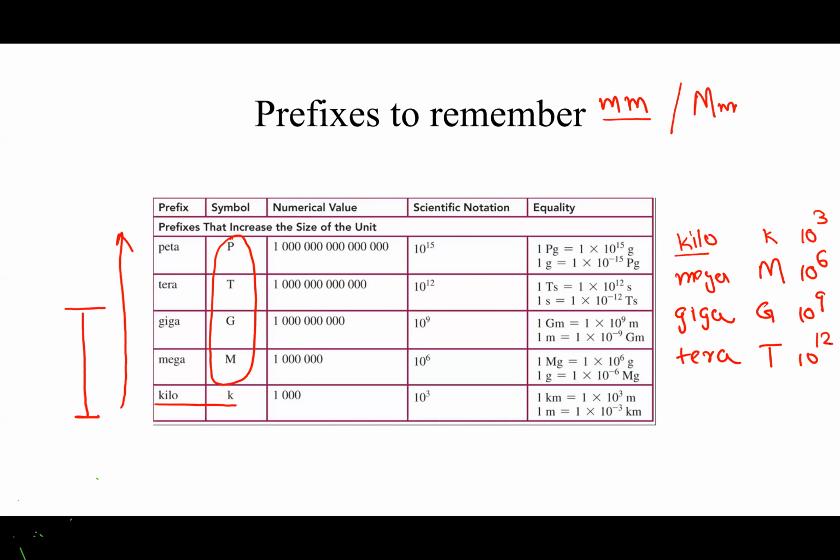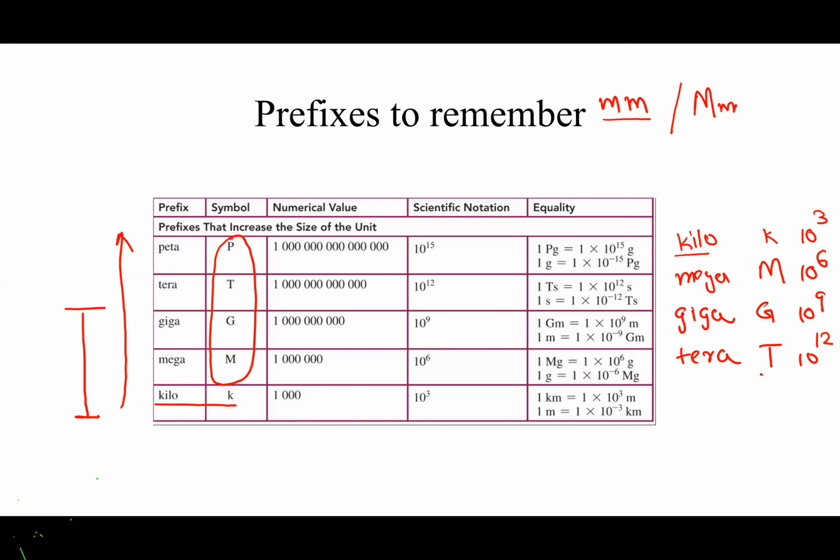So this starts with 10 to the power of 3, and then goes up by an additional 3, right? 3, 6, 9, 12. All right, so this could be easier to remember compared to the previous one, right? The previous one starts with -1, -2, -3, and then -6, followed by -9. And here we just have all the positive numbers starting with 3. So 3, 6, 9, and 12.